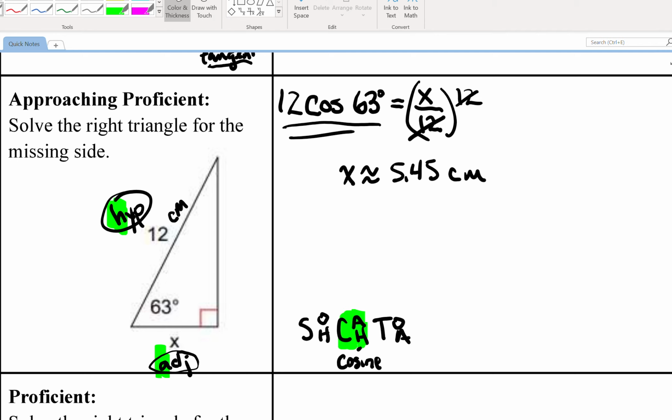This one didn't have any units, but if it did, if it was centimeters, then this would also be in centimeters. One of the things you want to keep straight when you're doing trigonometry is whether you're looking for an angle or whether you're looking for a side length. And this is a side length, but that would be our final answer here.